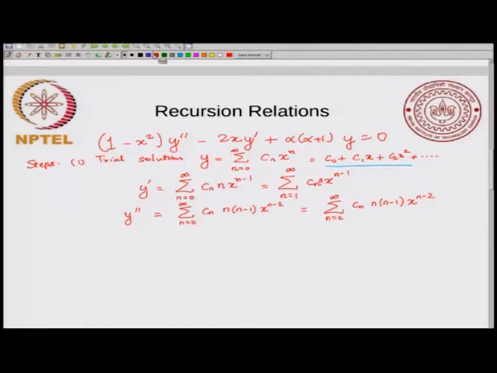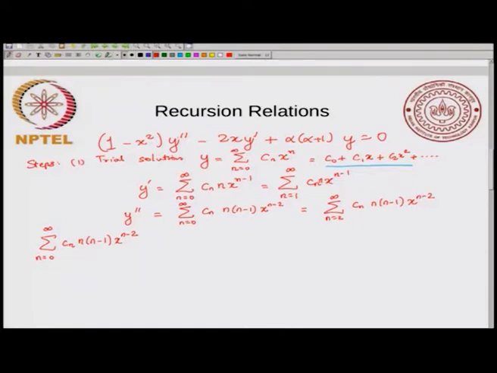Okay. So, now once you have this trial form, we substitute in the differential equation, and when you substitute this in the differential equation, what will happen is you will have, so I will write each term, I will write this as two terms. So, the 1 minus x square, I will write each of the terms multiplying y double prime. So, the first term is just y double prime. So, that I will write as sum over n equal to 0 to infinity Cn n minus 1 x raised to n minus 2.